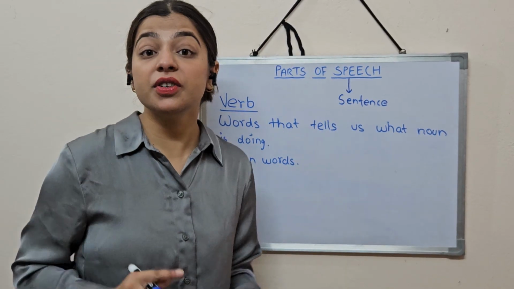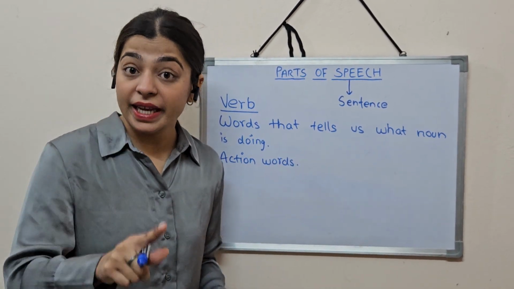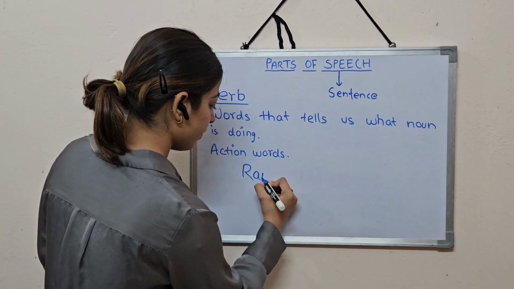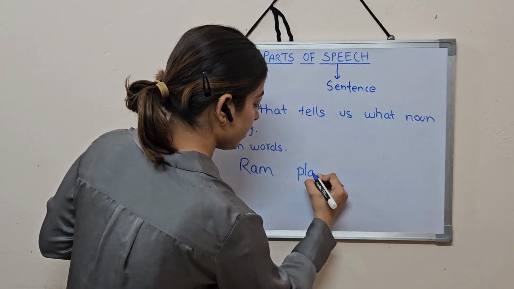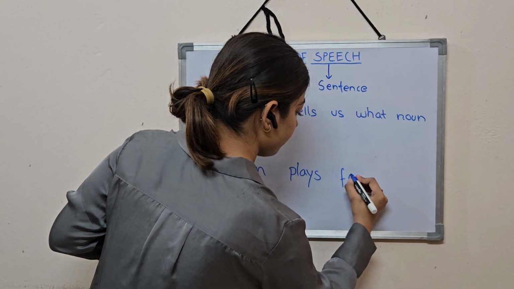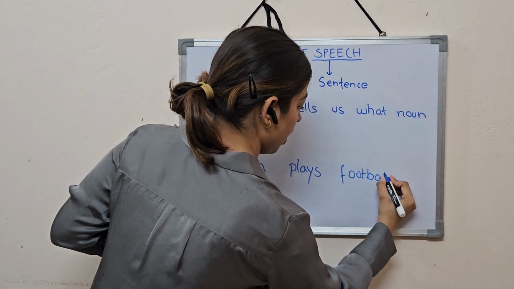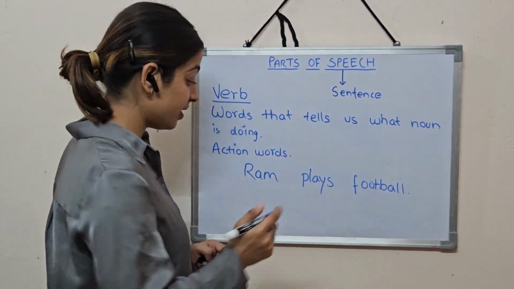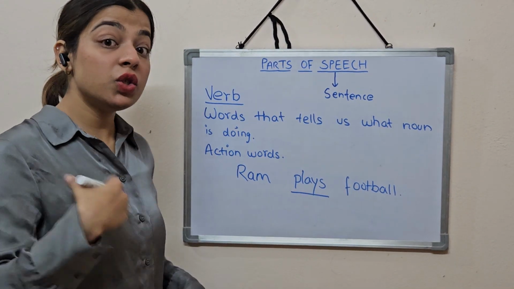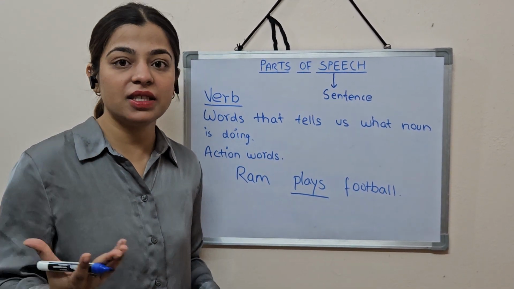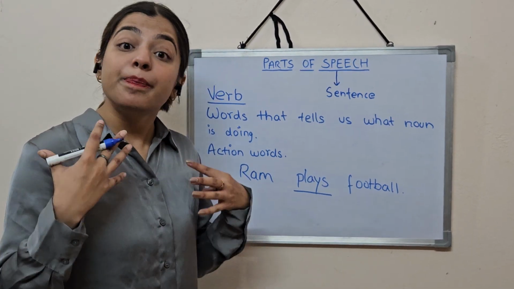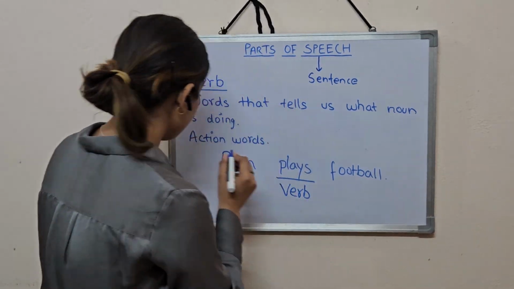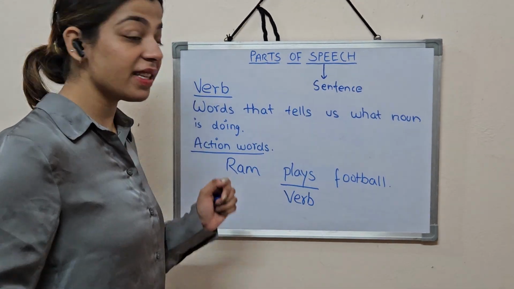Okay, what was the first example I took? Ram plays football, right? So let me write it here. Ram plays football. What do you think the action is here? The action is plays. Ram is doing something. What is he doing? You can simply ask yourself, what is he doing? He is playing football. So plays is the verb here, or I can call it action word, right? So plays is the action word.